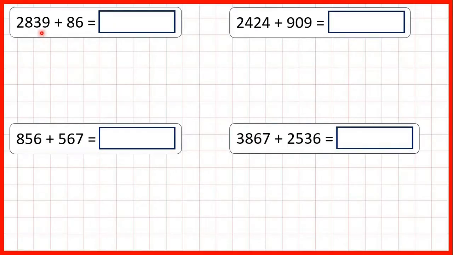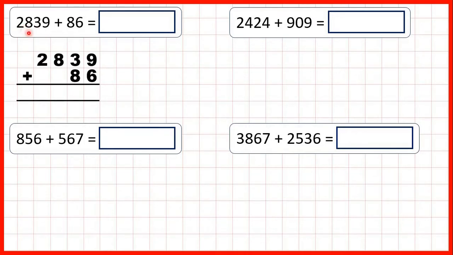Now we need to add using column addition. First, we have 2,839 plus 86. So we write the question out like this, with the digits lined up on the right hand side. So with the 6 underneath the 9 and the 8 underneath the 3, because that way our place value columns are lined up. So we have our ones column, our tens, our hundreds and our thousands.